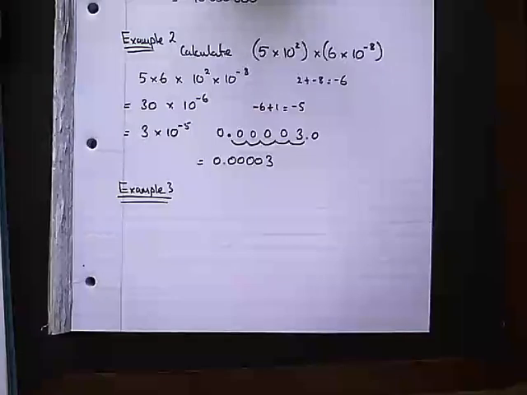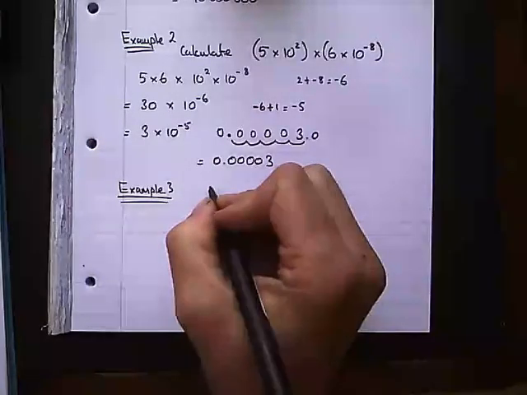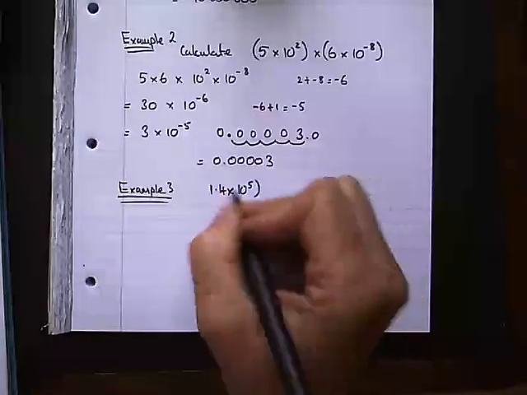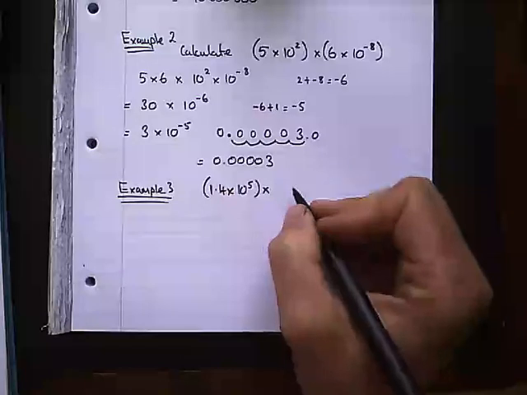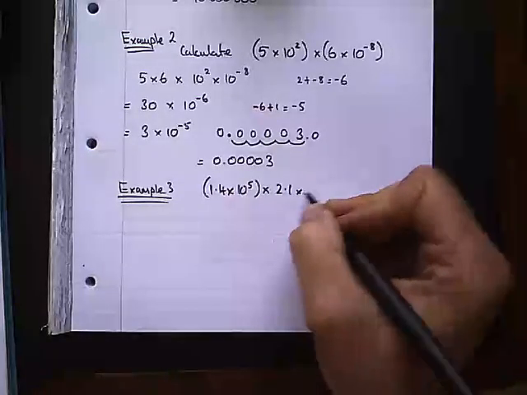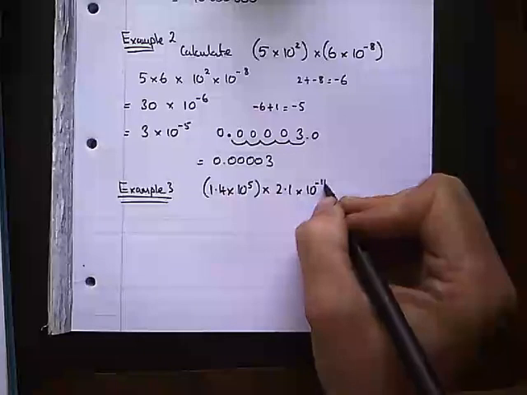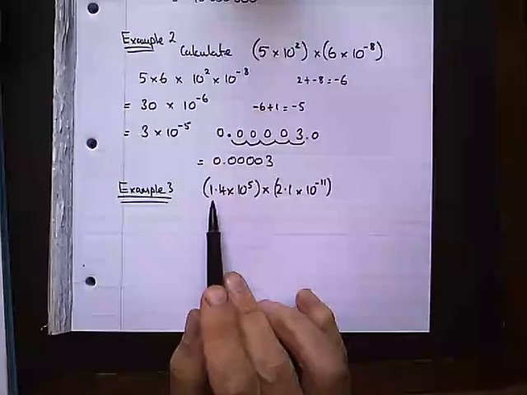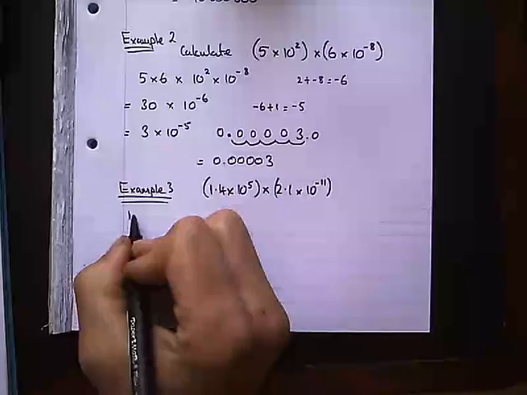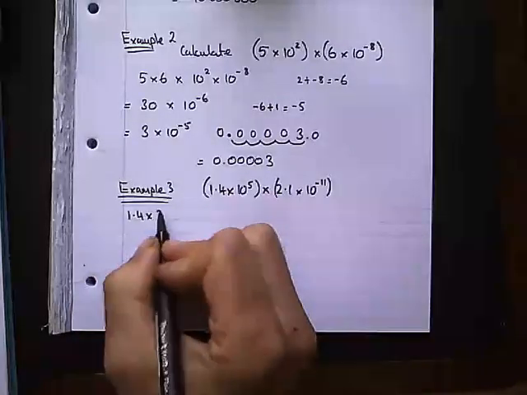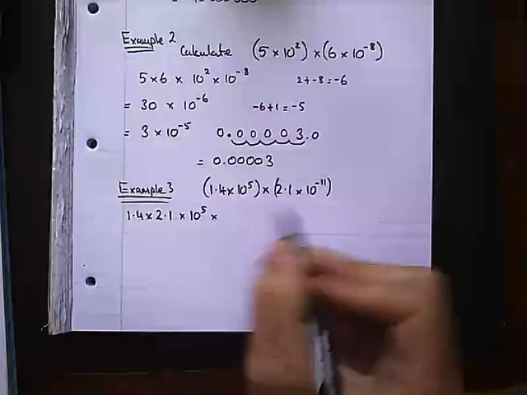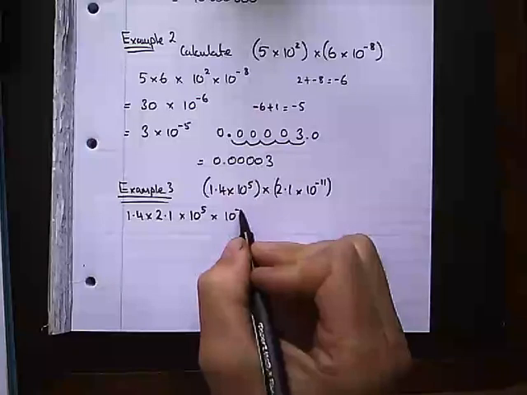Example 3. What have I got? I've got 1.4 times 10 to the power of 5, and I'm going to times that by 2.1 times by 10 to the minus 11. Right, tricky, but let's just work with the numbers. Let's just move the two numbers. So that's 1.4, and I'm timesing it by 2.1. Then I'm doing 10 to the power of 5, and I'm timesing it by 10 to the minus 11. So the method hasn't changed at all.